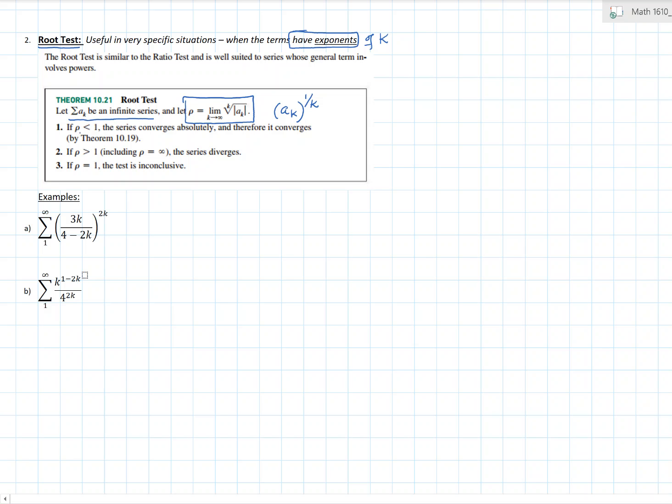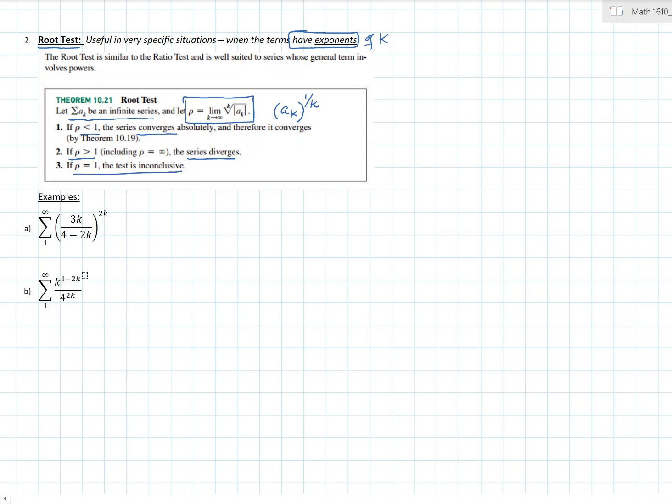So if rho is less than 1, the series converges. If rho is greater than 1, the series diverges. And just as before, if rho is 1, the test is inconclusive.